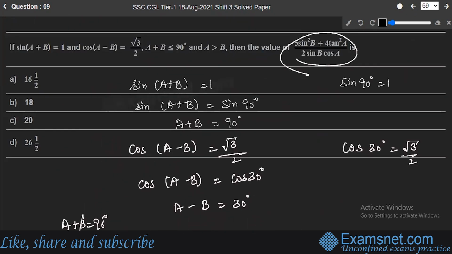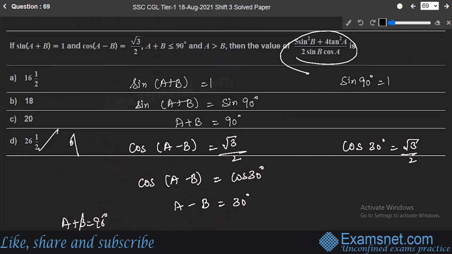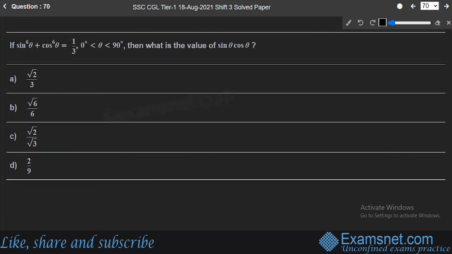Let's check. Option D is the correct answer to our question. Hope you are clear with this. Let's move to the next question, question number 70.